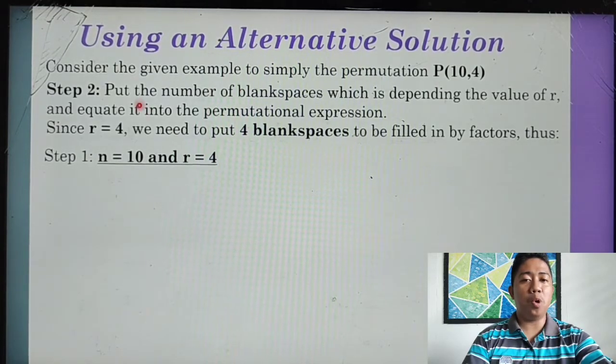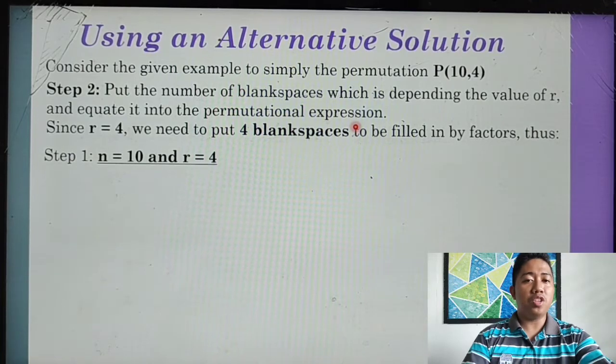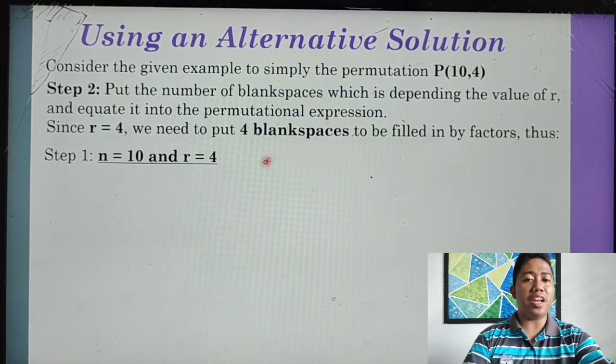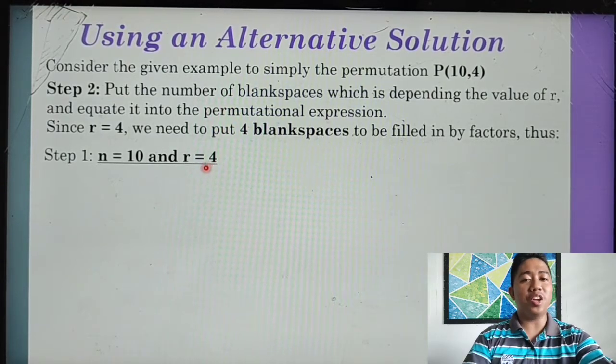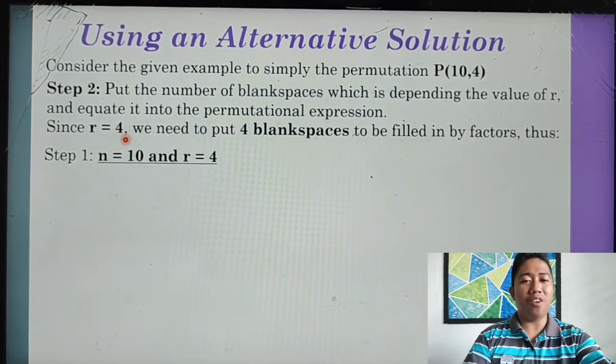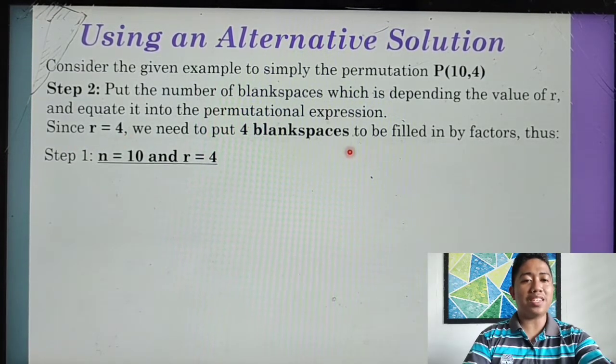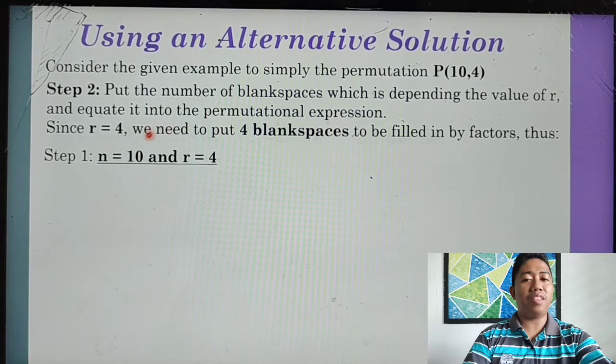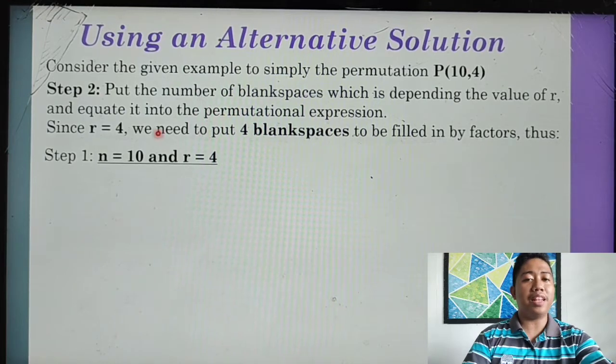The next step is to put the number of blank spaces, depending on the value of r, and equate it into the permutation expression. Meaning that when the value of r is indicated, it determines how many blank spaces are put on the right side of the equation to serve as the factors. For example, since the value of r is equal to 4, we need to put 4 blank spaces to be filled in by the factors.